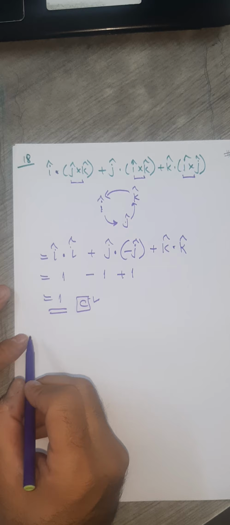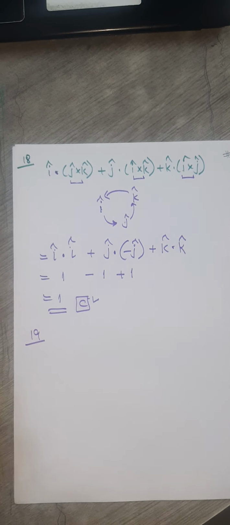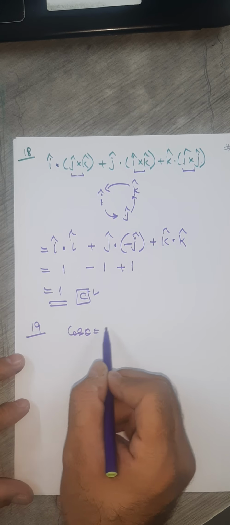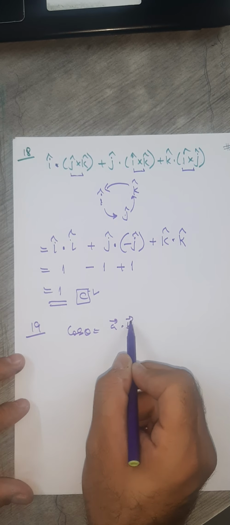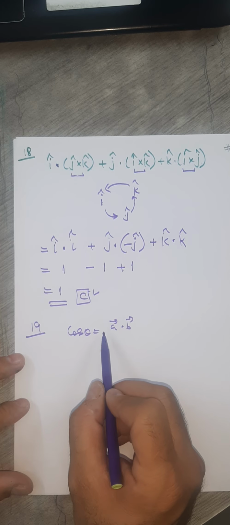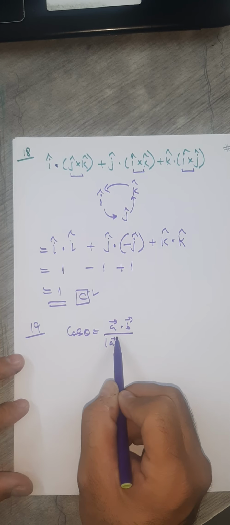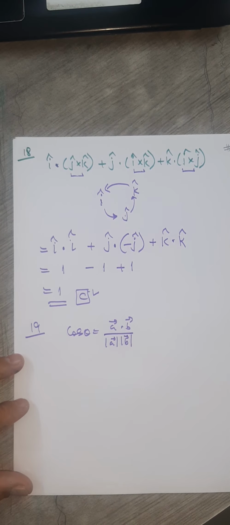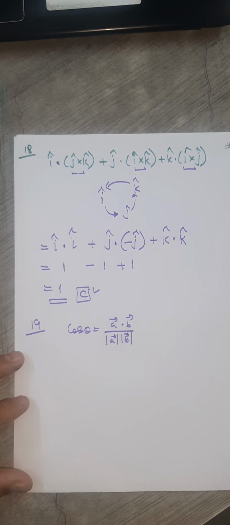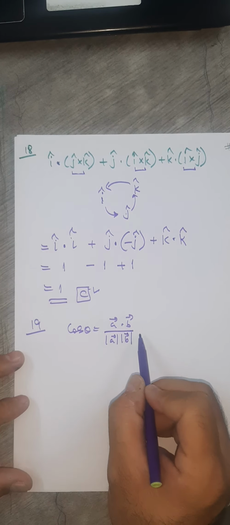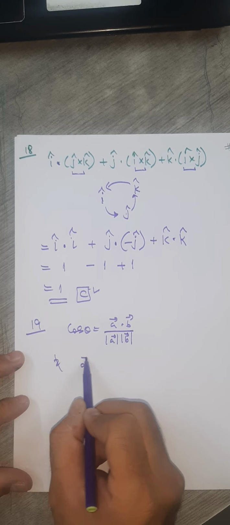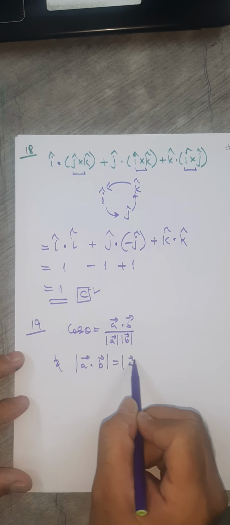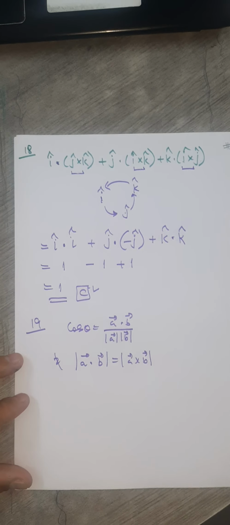Okay. Next question, 19th number. Theta is the angle between two vectors. Okay, so you have cos theta equals this. The dot product upon its magnitude, remember. And you are also given that the dot product equals the cross product. And you are given this dot product with magnitude equals their cross product. That's also given to you, remember.